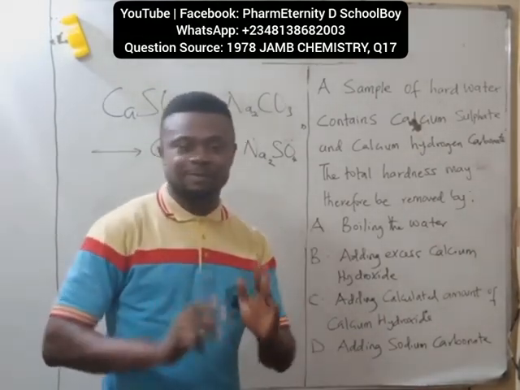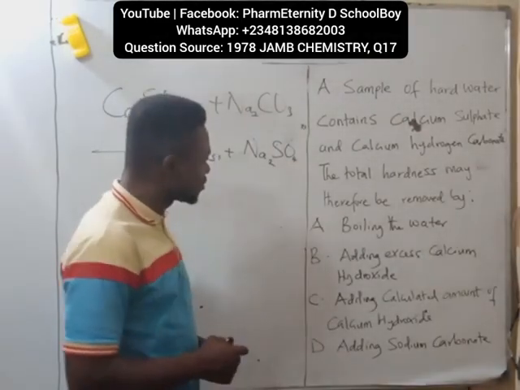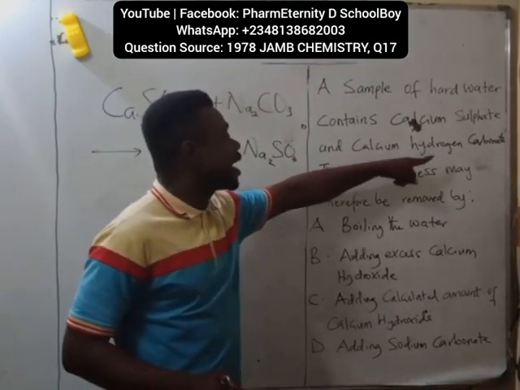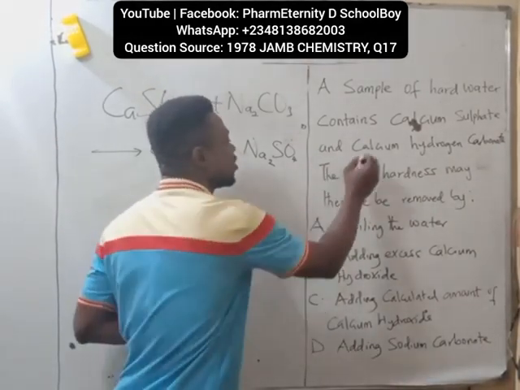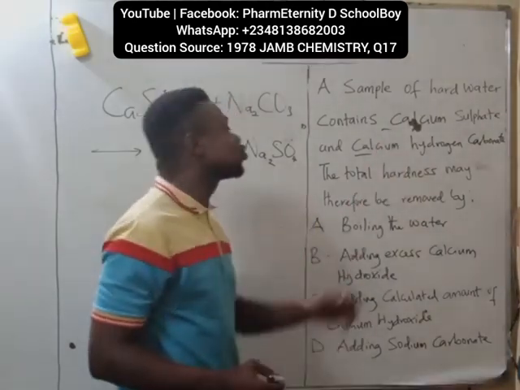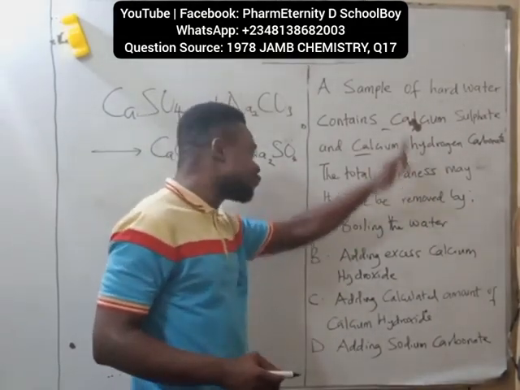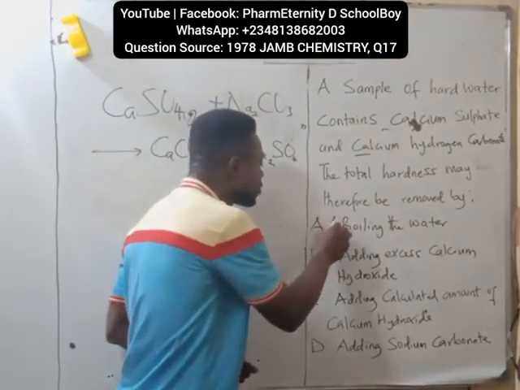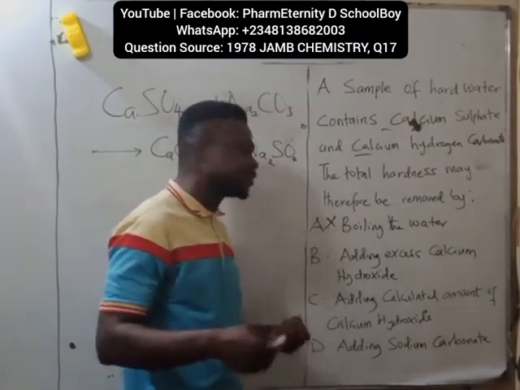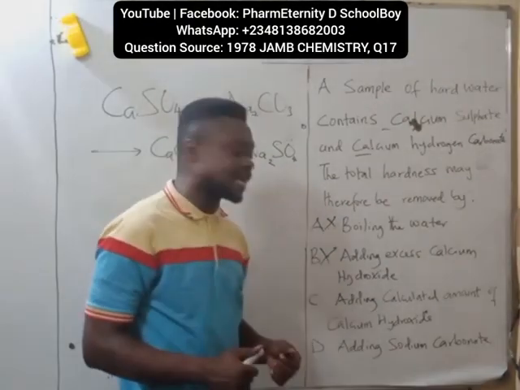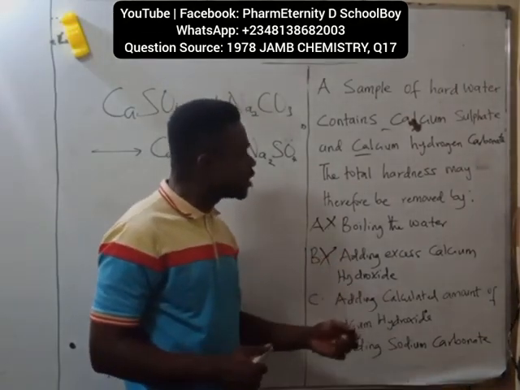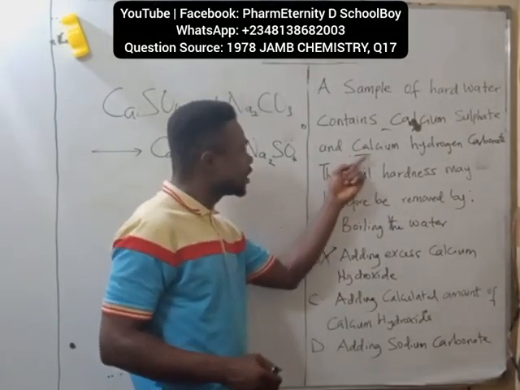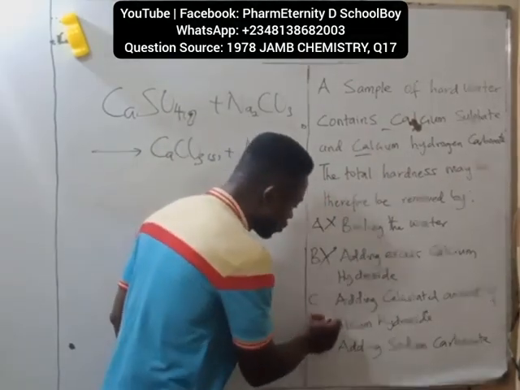So with this brief explanation, let us go back to the question. The question says that the sample contains calcium sulfate and calcium hydrogen carbonate. So this is not just temporary hardness, but also permanent hardness. To completely remove hardness from the water, boiling alone cannot do it, because boiling removes the calcium hydrogen carbonate, but it cannot remove calcium sulfate. So boiling cannot do it. Adding excess calcium hydroxide is even worse, it cannot work. What do you want to achieve by adding excess calcium hydroxide? Doesn't make sense. Adding a calculated amount of calcium hydroxide, this is slaked lime. Yes, but it can only take care of the temporary calcium hydrogen carbonate. What of calcium sulfate? So this cannot work.